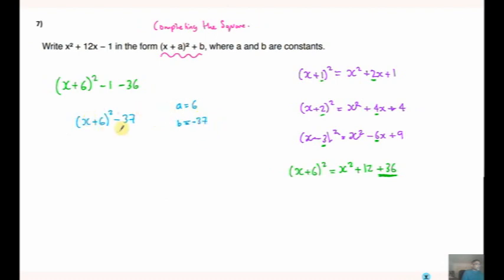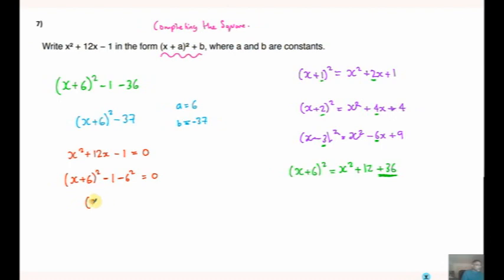You can also use this to solve an equation, because if I wanted to solve, for example, x squared plus 12x minus 1 equals 0, I can complete the square. So remember, we half the number in front of x, or half b. So it'll be x plus 6 squared. And then I've already got the minus 1, but I want to take away the number in the bracket squared. So minus 6 squared, and that will equal 0.